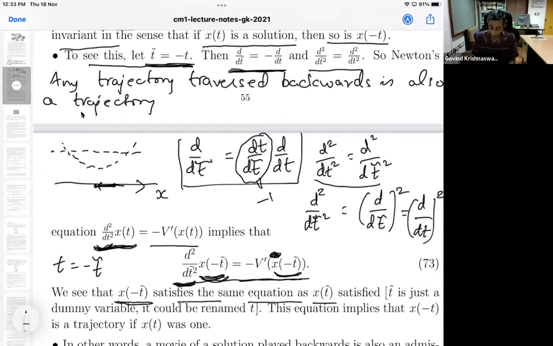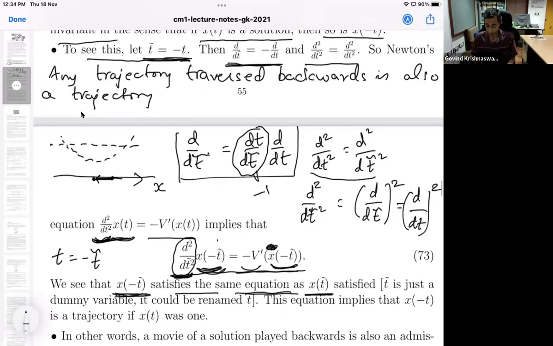Or as x of t tilde satisfied, because the equation which says second derivative of some function is equal to minus v prime evaluated on that function. This is Newton's equation, and we have just discovered that x of minus t tilde satisfies the same equation as x of t tilde. Okay, are you okay with this? I will give an example where this is violated. That will be quite illuminating.